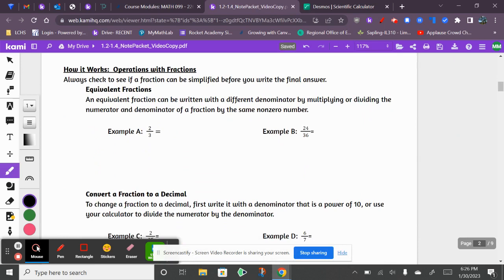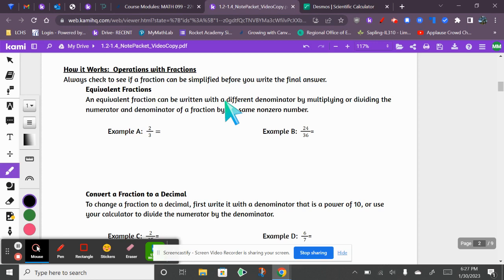For operations with fractions, you always will check to see if a fraction can be simplified before you write the final answer. For equivalent fractions, an equivalent fraction can be written with a different denominator by multiplying or dividing the numerator and denominator of the fraction by the same non-zero number. So for instance, you can either multiply the top and the bottom by the same number, or you can divide the top and the bottom by the same number.